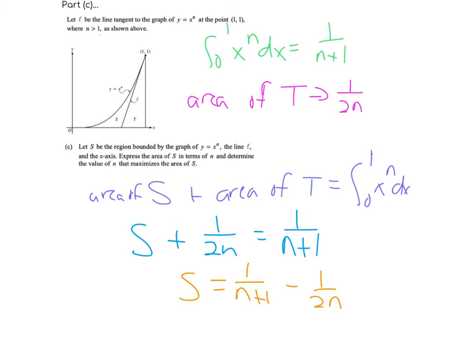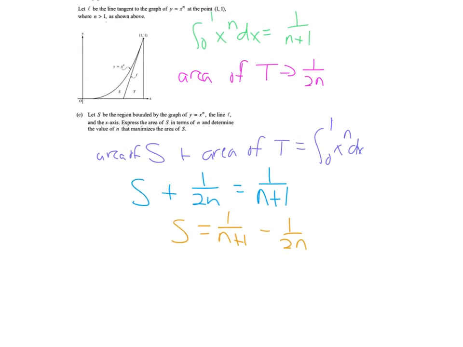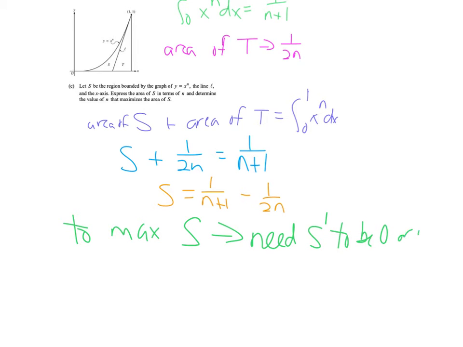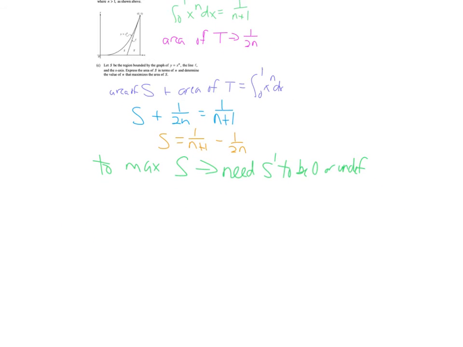And now I want to maximize S. So to maximize S, I need S prime to be 0 or undefined. So let's find S prime. Well, I'm going to go cheat. I'm going to go back up here. N plus 1 to the negative 1. Nope, not plus. Minus 2n to the negative 1.